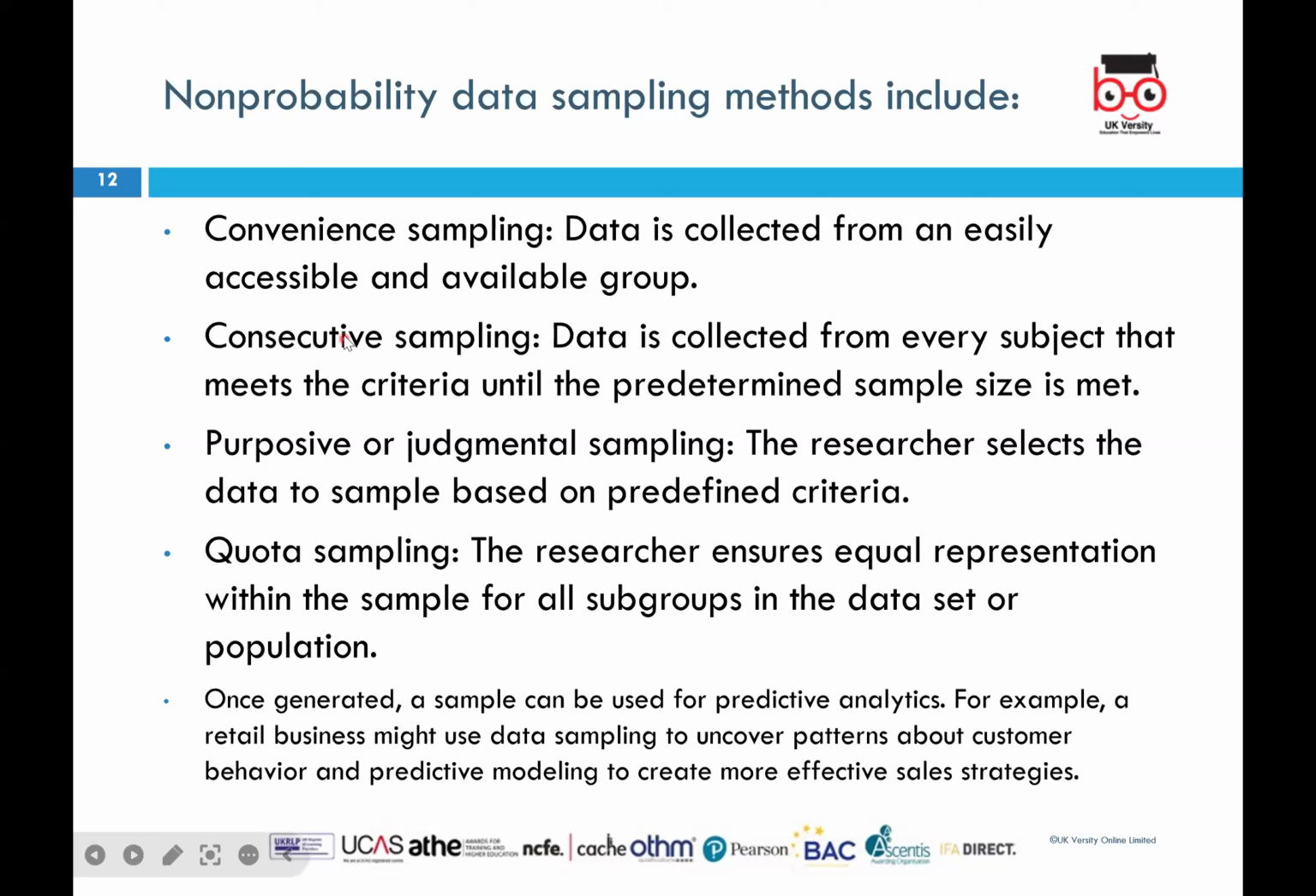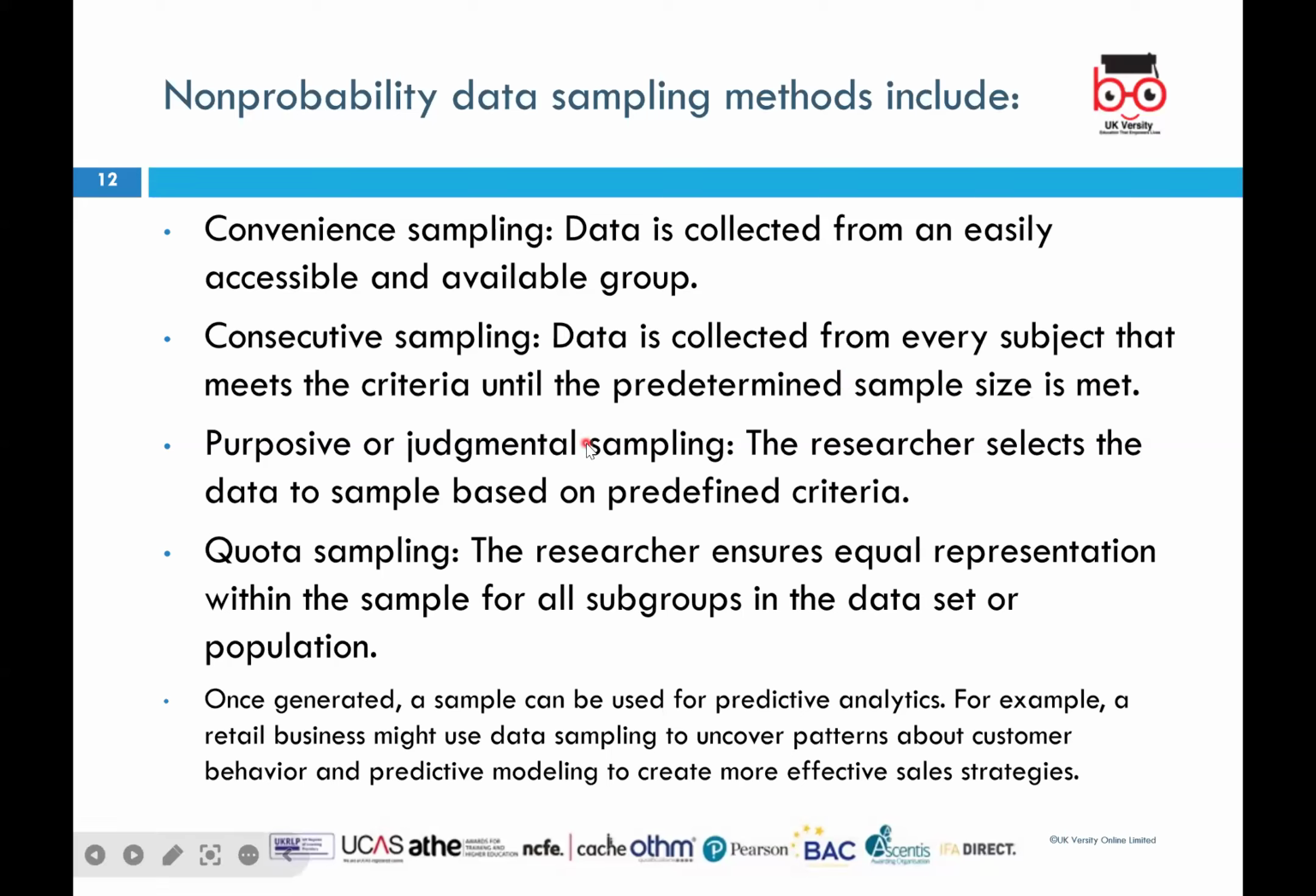Consecutive sampling is every second person, or every third person, or every next person. So data is collected from every subject that meets the criteria until the predetermined size is met. So let's say I'm in a shopping mall, and I need 100 people, or I am in a school and I need 100 students. All those students who keep coming will be part of my study until the sample size of 100 is achieved.